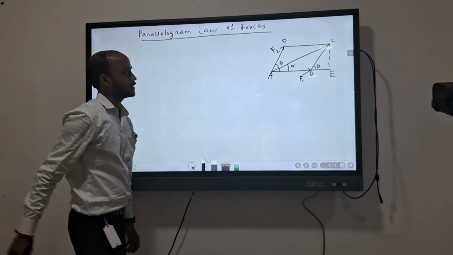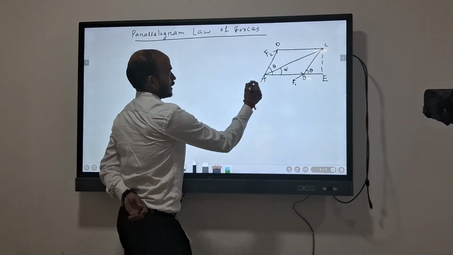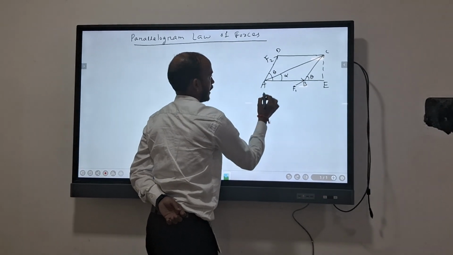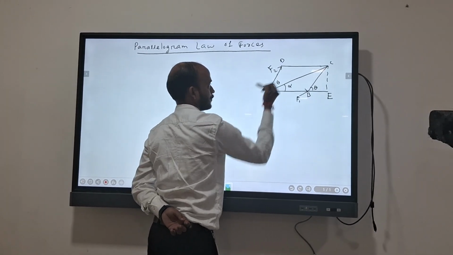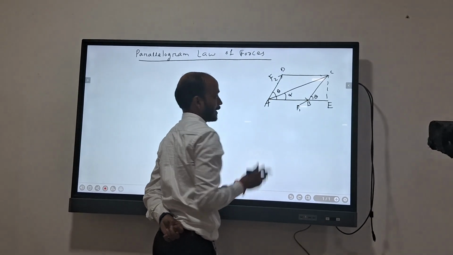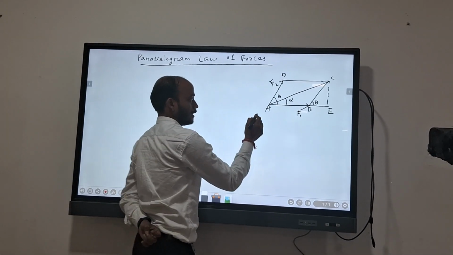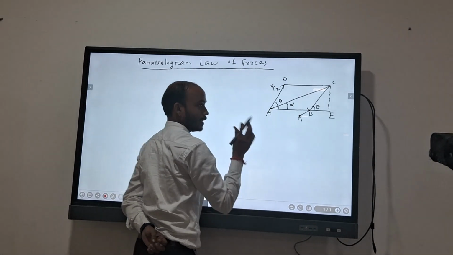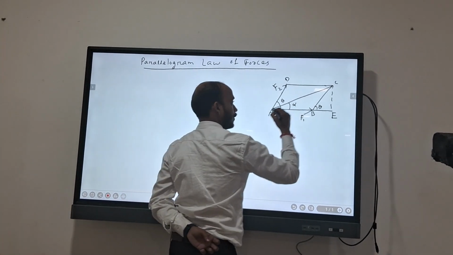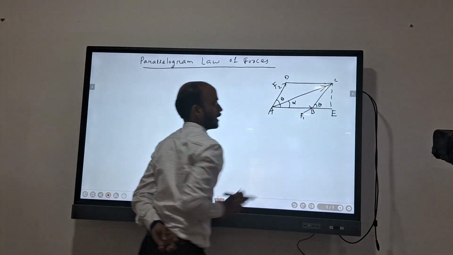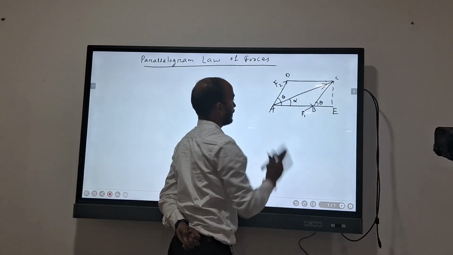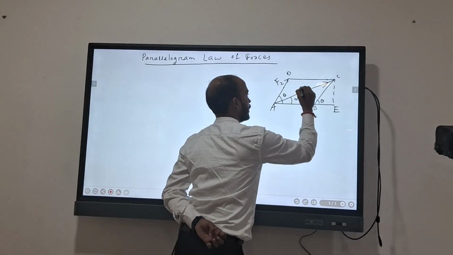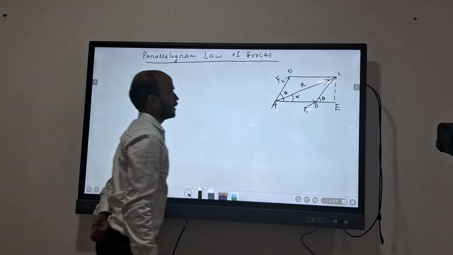Parallelogram law of forces. Suppose there are two forces, F1 and F2. If two forces are acting simultaneously at a point along the two sides of a parallelogram, then their resultant will be the diagonal of the parallelogram, in both direction and magnitude. It represents your resultant force.